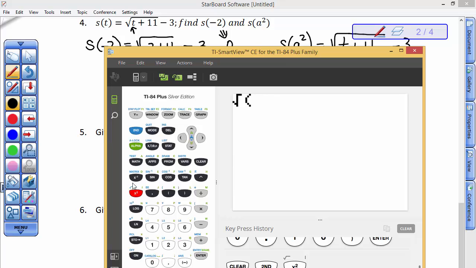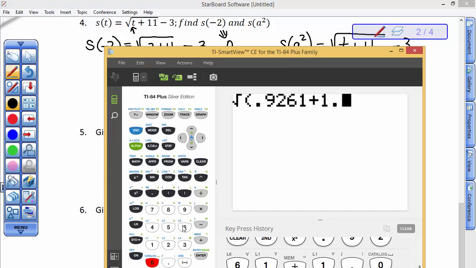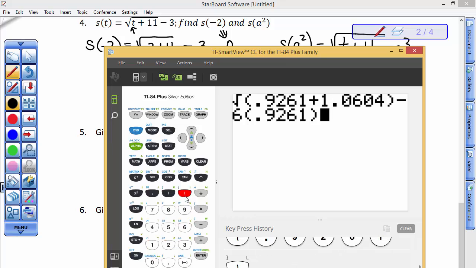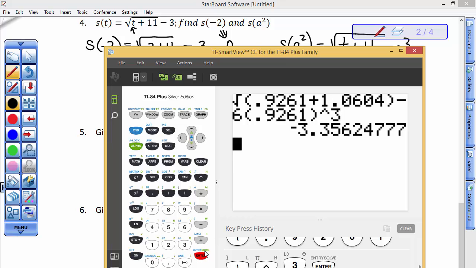0.9261 plus 1.0604, and I'm going to close those parentheses. If I don't, it won't take just the square root of that sum. Now I've got to hit the minus sign, and then 6, and I'm going to open up the parentheses because I have 0.9261 and I want that cubed. So right here's your caret key to raise that to the third power, and I hit enter, and I get -3.35 or 3.36. You go ahead, please, and make sure you're practicing these.